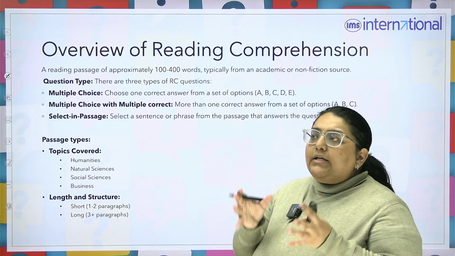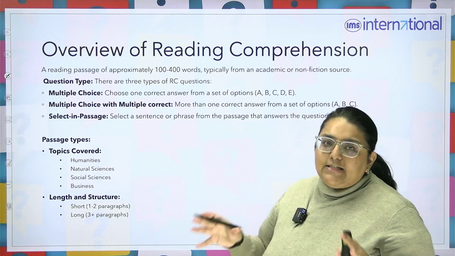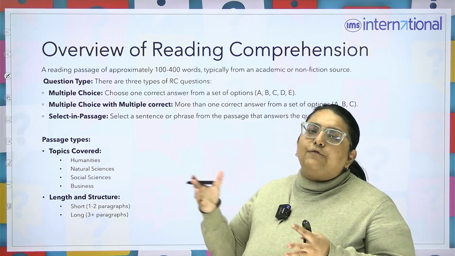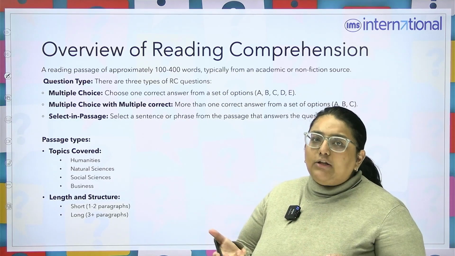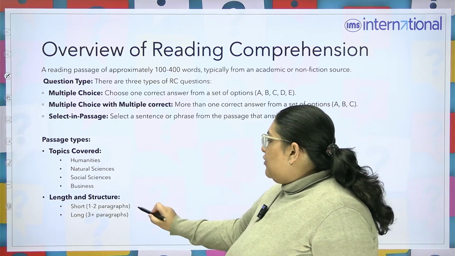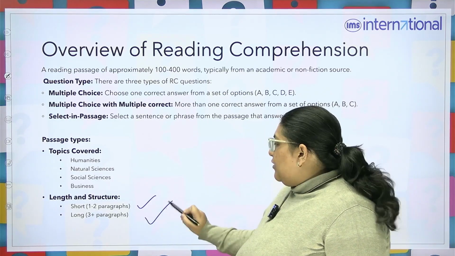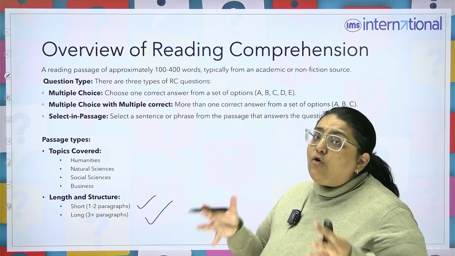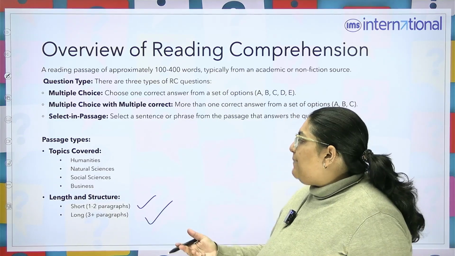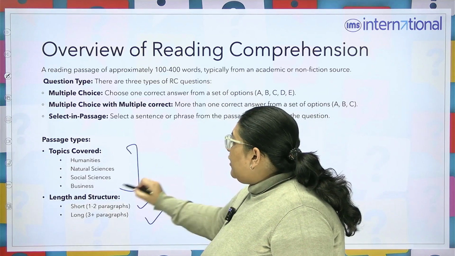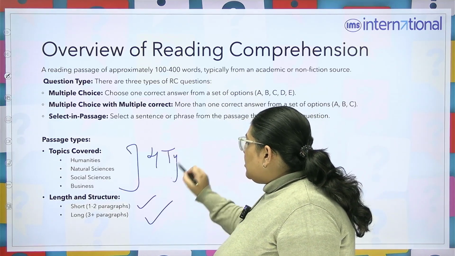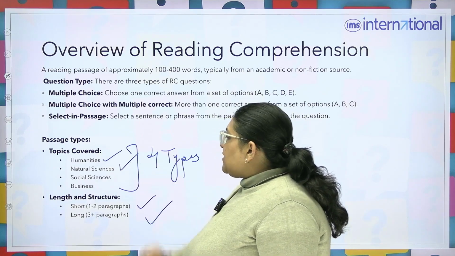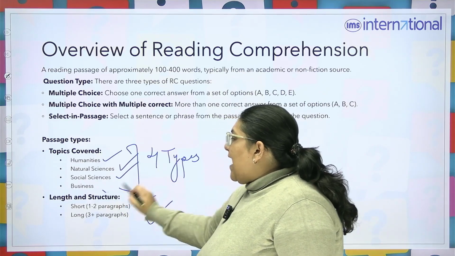Now, a typical GRE passage can range from anything between 200 up to 500 words. So, depending on the length of the passage, you can have either a short passage or a long passage. Also, based on the type of content, there are certain types of passages. You can have 4 types of passages on the GRE: humanities, natural sciences, social studies and business.